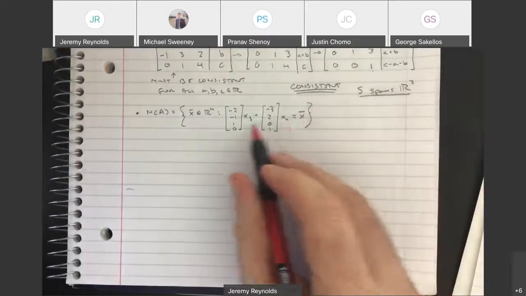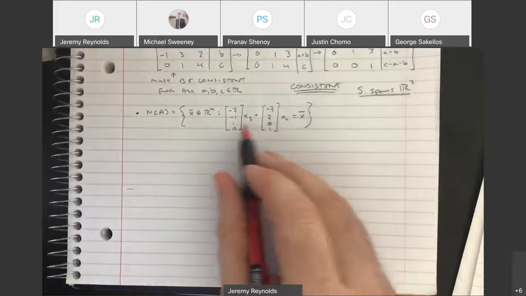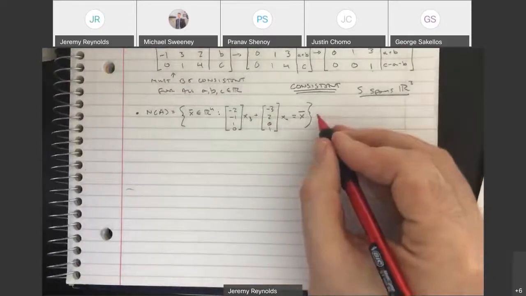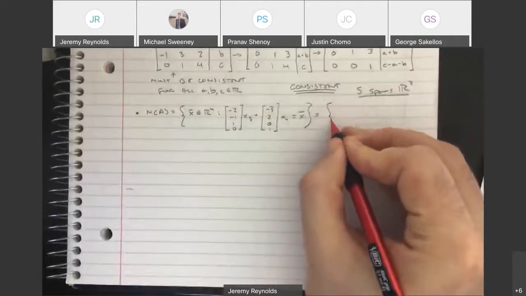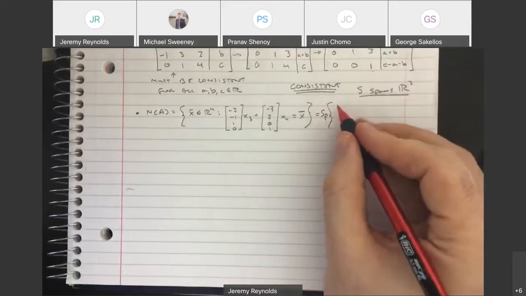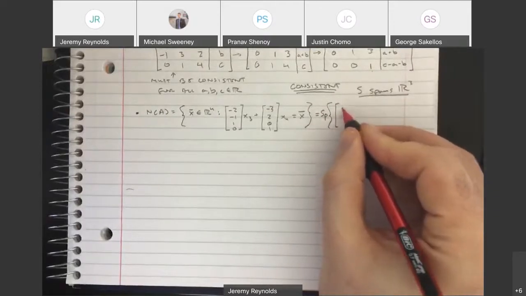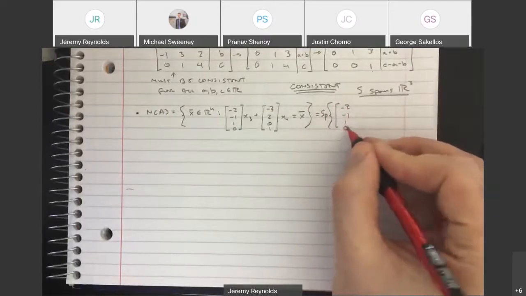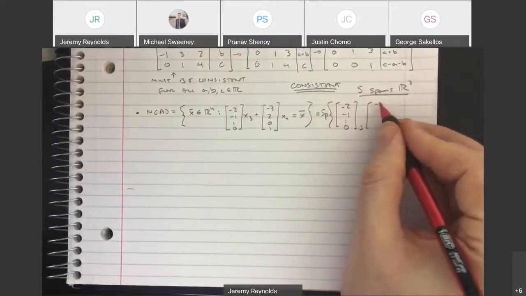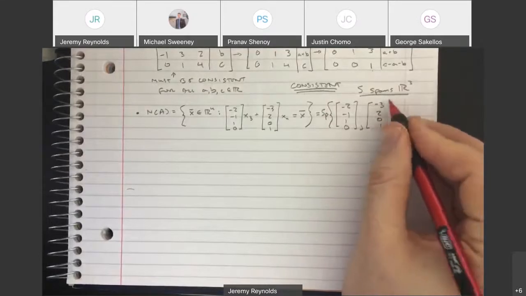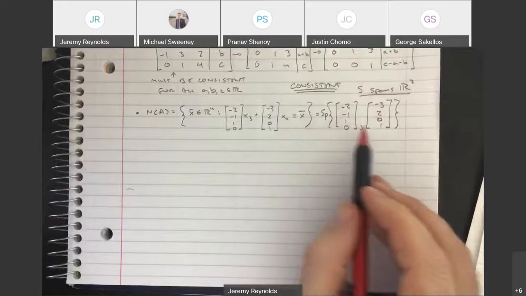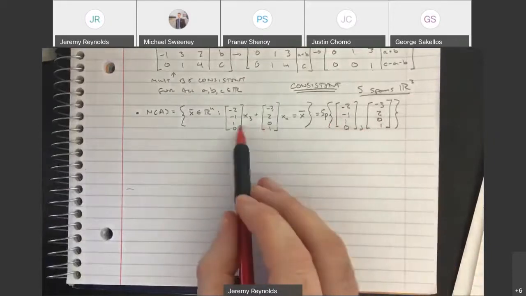So X1, X2, X3, X4, just basic addition right there. So what this means is that this is the exact same as the span of the set with just -2, -1, 1, 0, and -3, 2, 0, 1. Because what the span is saying is a set of any combination, and that's exactly what this is saying.